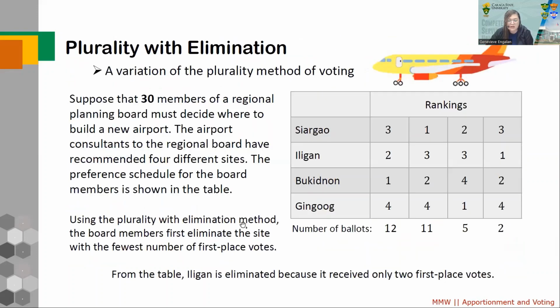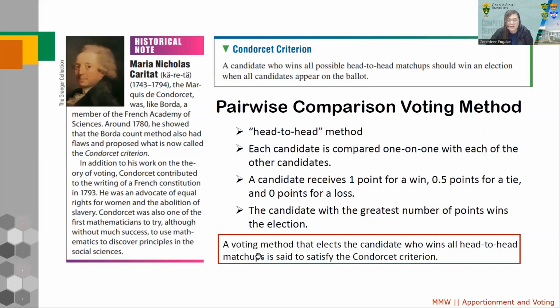Okay, a voting method that elects a candidate who wins all head-to-head matchups is said to satisfy the Condorcet criterion. Ganyan.